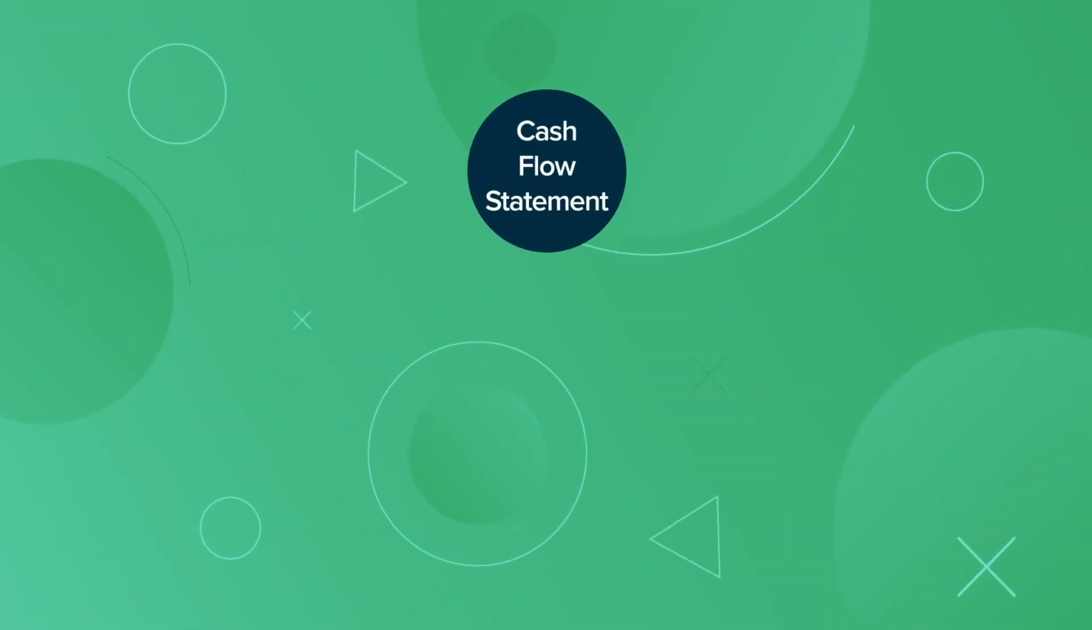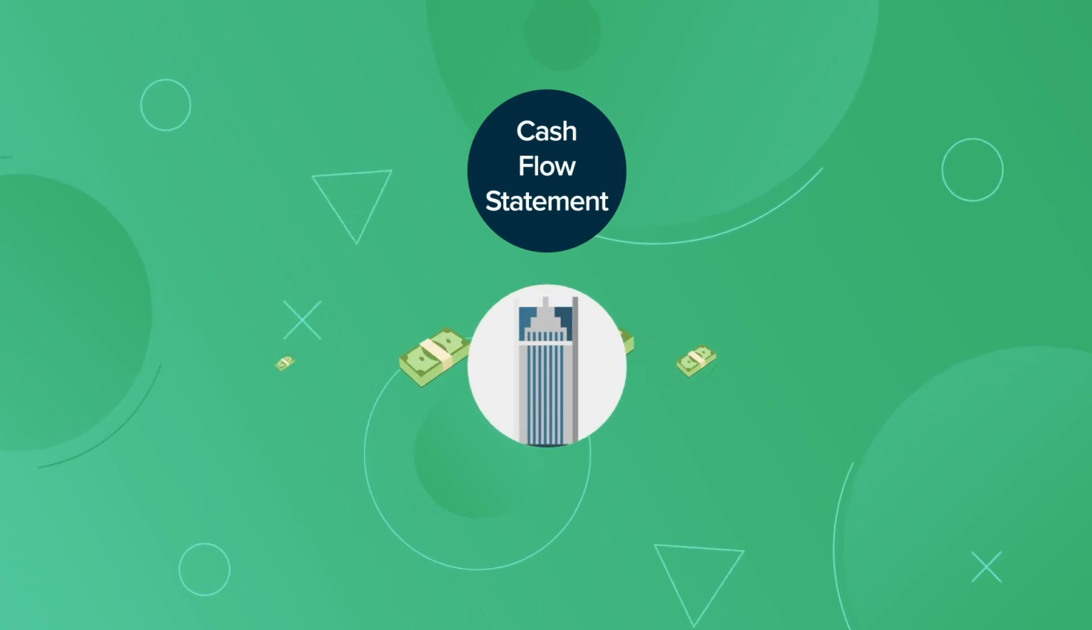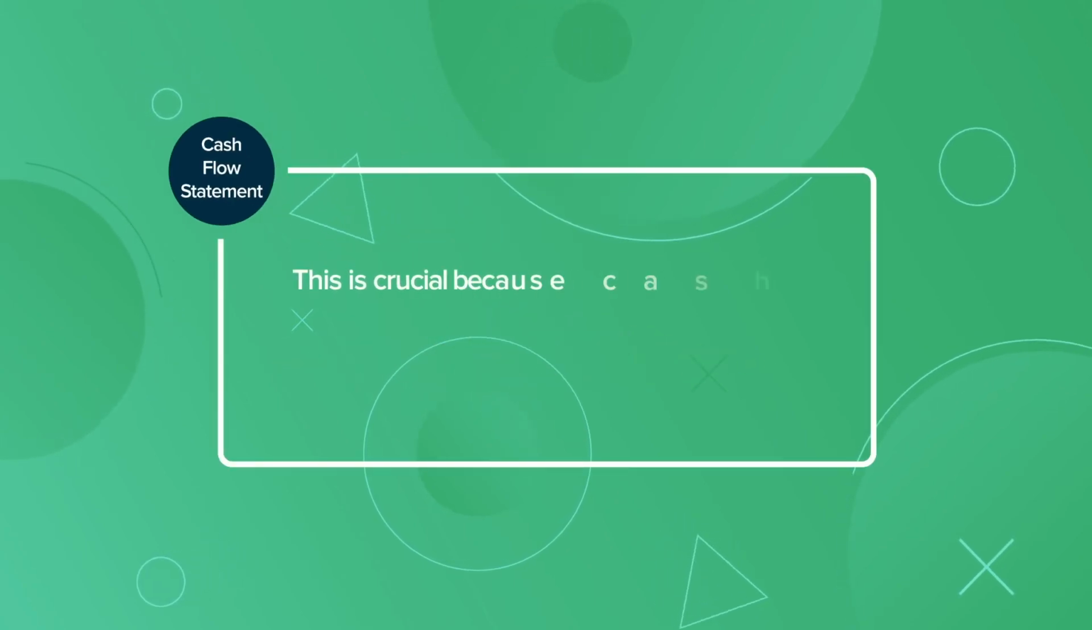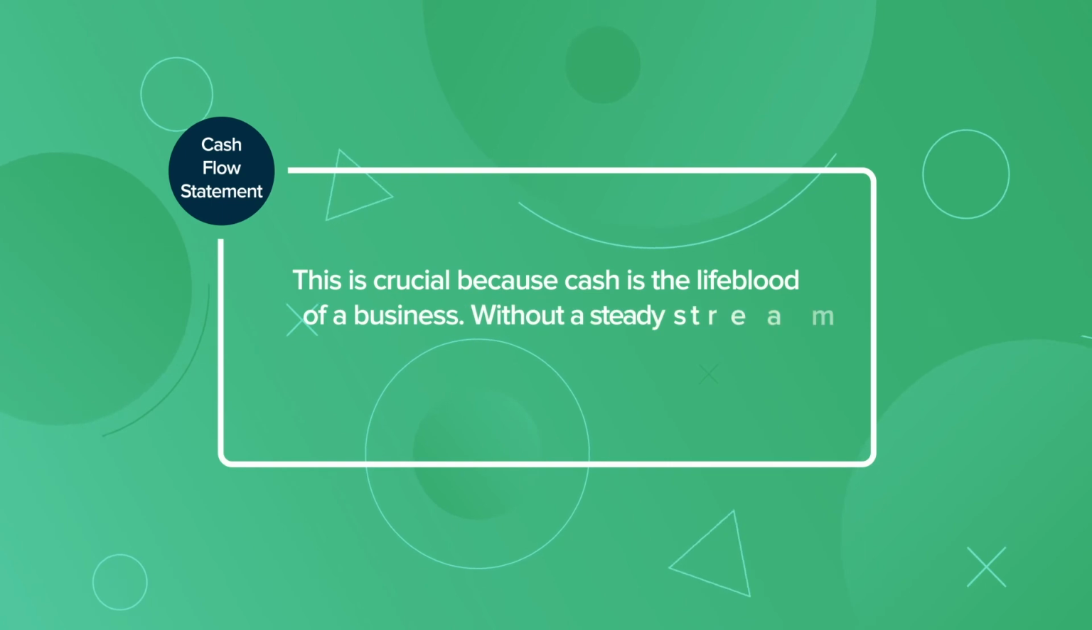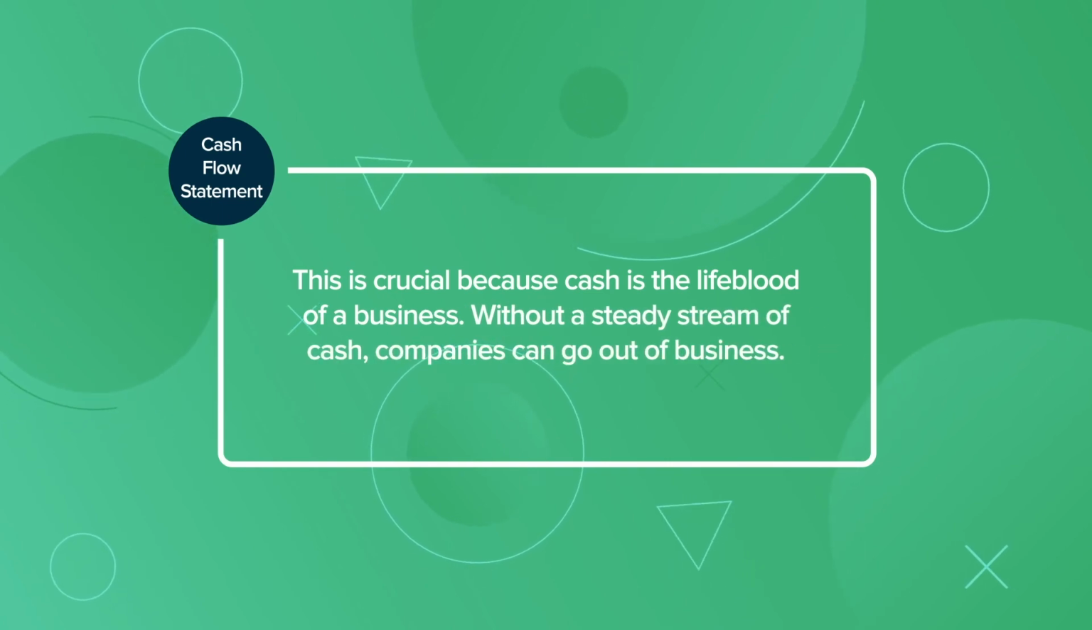The cash flow statement only shows actual cash flowing in and out of the company. This is crucial because cash is the lifeblood of a business. Without a steady stream of cash, companies can go out of business.